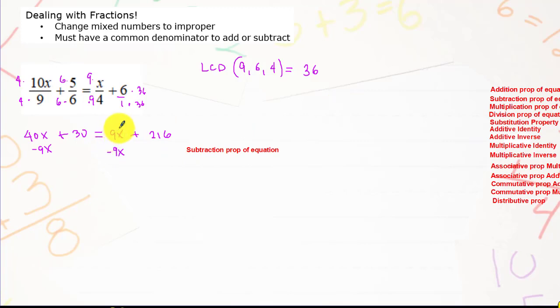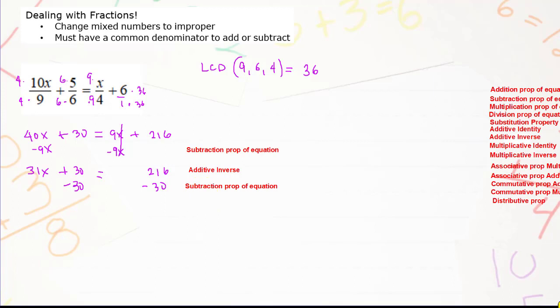Next, we're going to use our additive inverse. So I'm going to get 31x plus 30 equals 216. So this should be your additive inverse. Next, undo our 30. Subtract 30, subtract 30. So this is actually our subtraction property of equation.